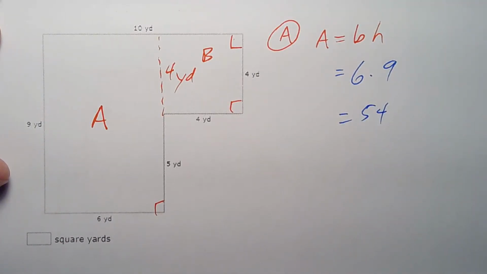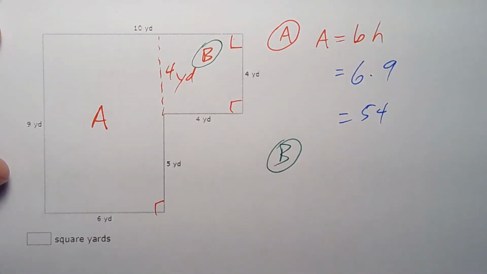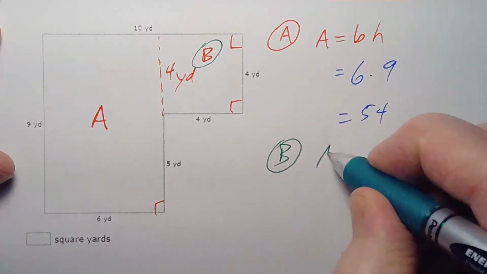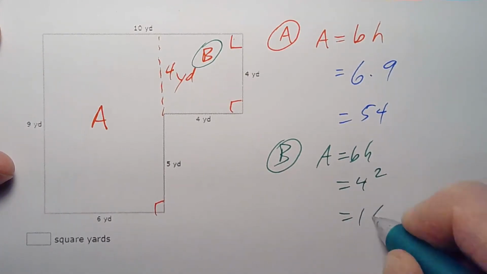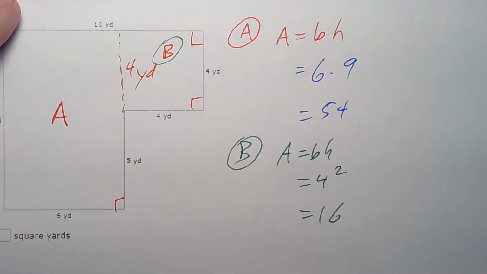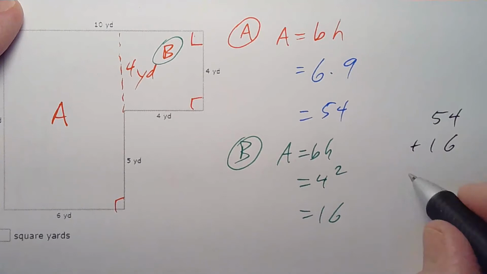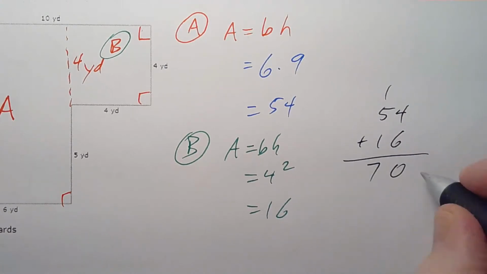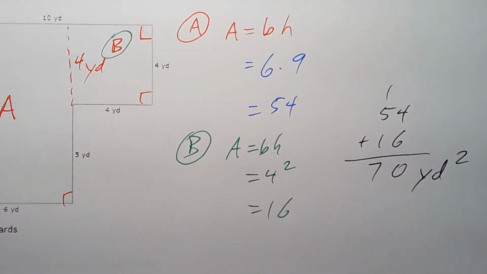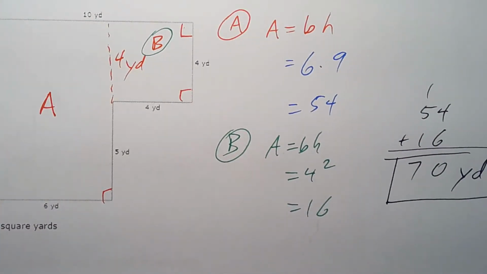Let's do the other one then down here. And so here we've got B, and again, you're just going to go through each subsection. Again, area equals base times height. Well, this time it's just 4 times 4. You could even call it 4 squared. So I've got 54 and 16. Now we're going to add those up, and I usually find it's easier to add in vertical columns. So I've got 54 plus 16, and if you add all that up, 0 carry the 1, you get 70, but not just 70. We need to say that it's 70 square yards because it's an area. So the total area of this compound figure there would be 70 square yards.